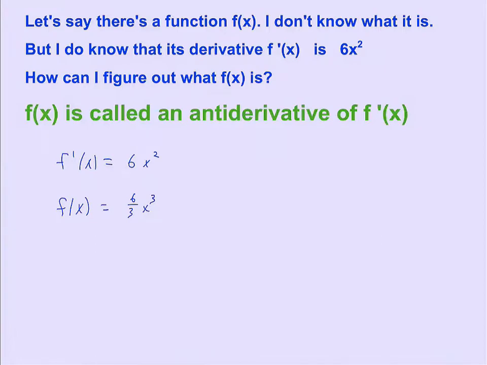So to find the antiderivative of 6x squared, I took the exponent and I raised it, lifted it up 1. And then at the same time, I also divided the coefficient by my new exponent. That's it. Raise the exponent by 1, or maybe increase is a better word there. Increase the exponent by 1, and then divide the coefficient by the new exponent. That's it. That's a rule for finding antiderivatives.